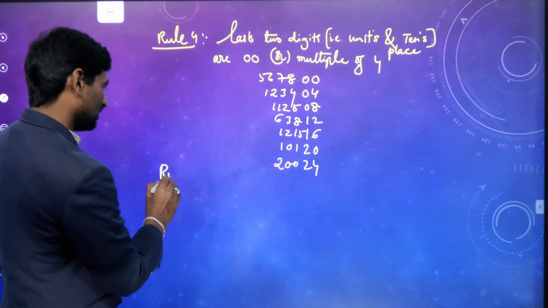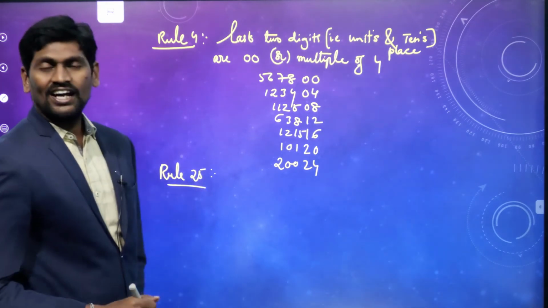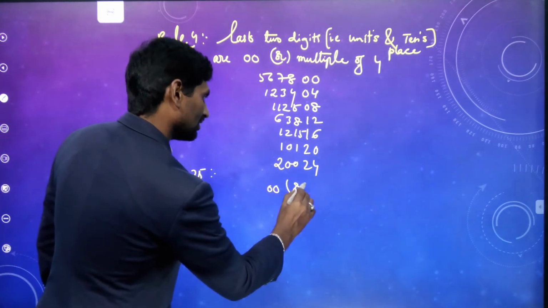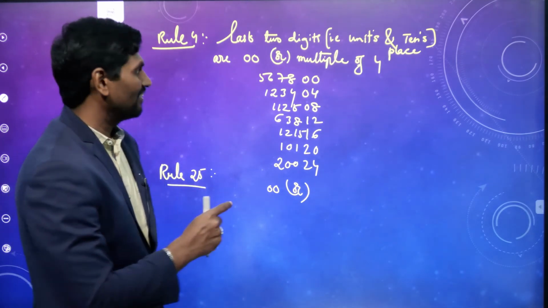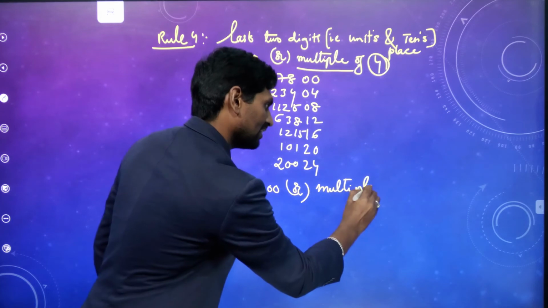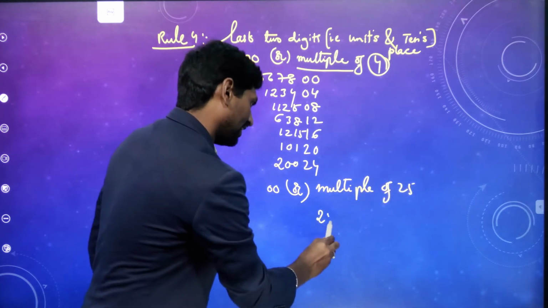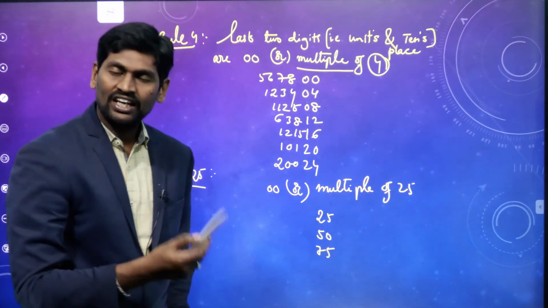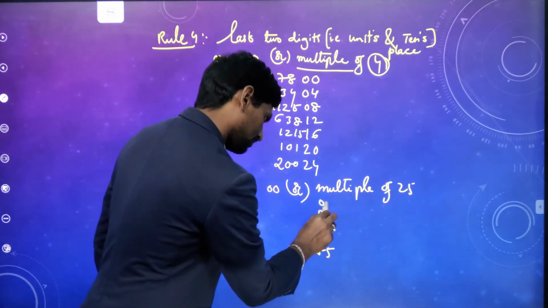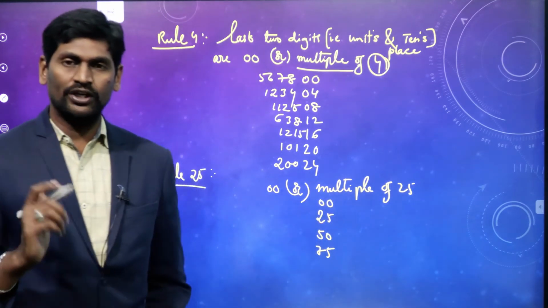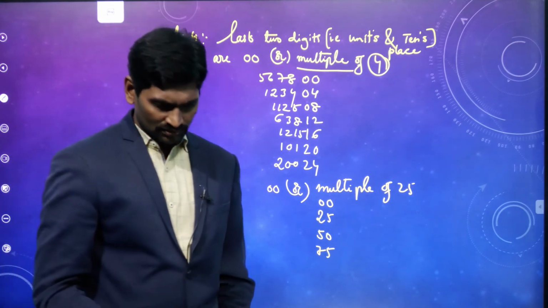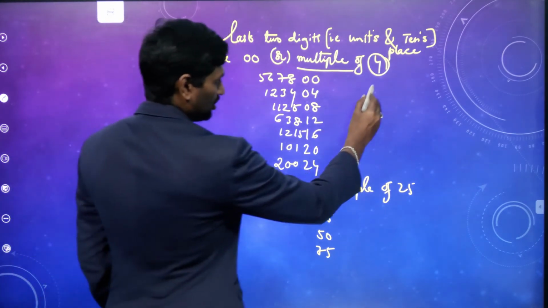Same way, what is rule 25? Rule 25 is also the same. Last two digits of any number are zeros or, what is here? Very good, multiple of 25. Multiples of 25 are 25, 50, 75. Again 100, two zeros come. Next multiple 125, last 2 digits again 25 will come. Same repeated. If the last 2 digits are zeros or multiples of 25, then the entire number will be divisible by 25. Good.